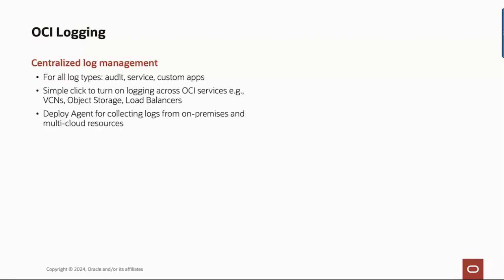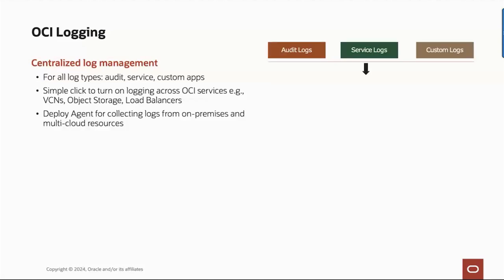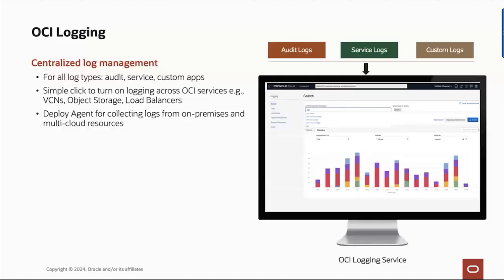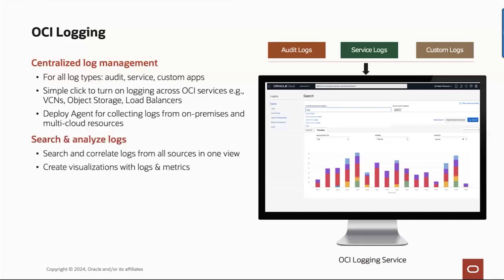And also we have an agent for collecting logs from your custom applications. So these custom applications may be running on OCI compute, or running on your on-premise, or it could be on a multi-cloud. So for those kinds of applications, yes, we provide agents to bring those logs. We call them custom logs. So when you have all these logs in one place, right, what is the value you are going to get? So the value is you can search and correlate logs from all sources in one view. So the source could be my custom app or logs coming from OCI services, logs coming from the auditing services.